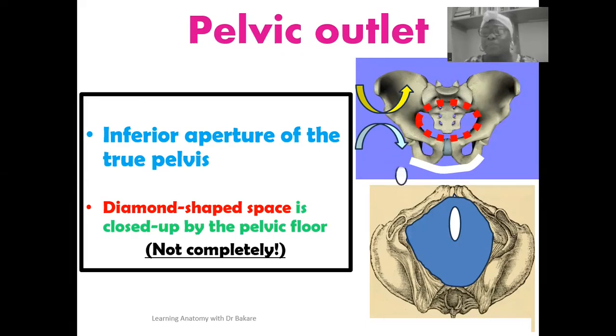Then if you go more posteriorly, we have the rectal hiatus. This rectal hiatus is what is seen to be demarcated here also in white. This rectal hiatus is seen to allow for the passage of the anal canal.